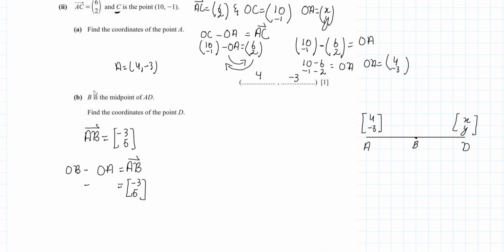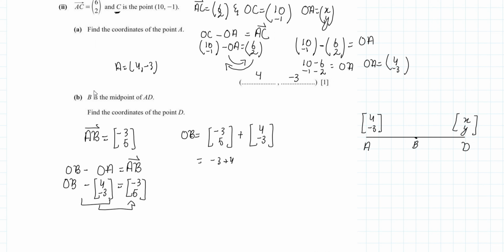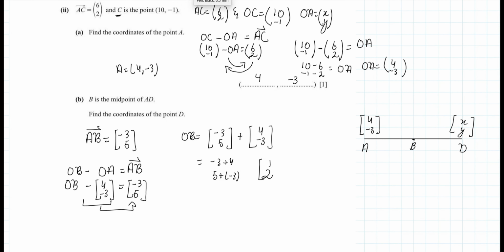Now you have already been given the value of OA, that is (4, -3), and the length of OB you have to figure out. If you have to figure out this value, just move this entire thing to this side, so it becomes positive. So OB equals (-3, 5) plus (4, -3). Minus 3 plus 4, and 5 plus minus 3. It will give you (1, 2). Now the value of OB is (1, 2).